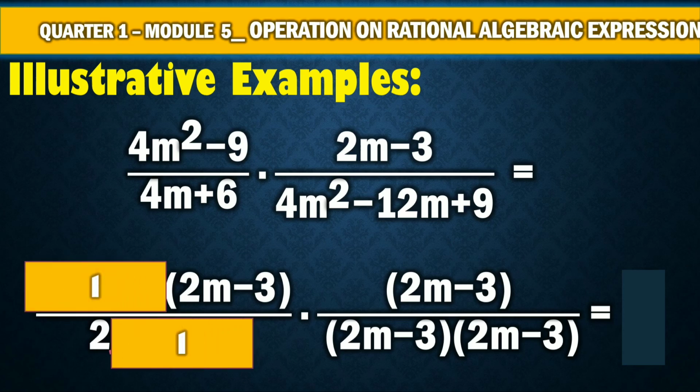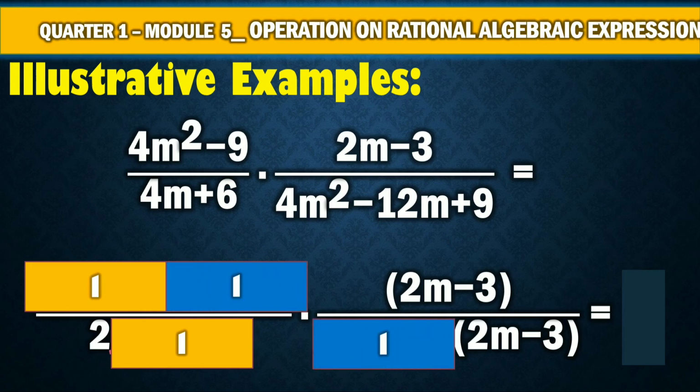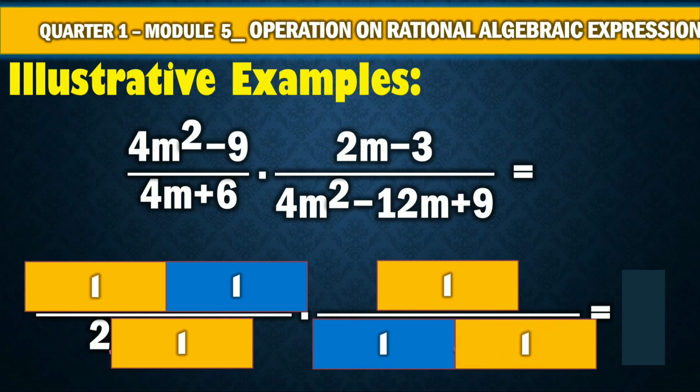Meron pa ba? Meron pa. Yung 2m minus 3 dito sa first expression natin sa numerator, and then kuha tayo ng isa dun sa denominator sa second expression. That is also equal to 1. Meron pa? Meron pa. 2m minus 3 sa numerator natin sa second expression, and then dun sa denominator natin sa second expression din. Cancel out. That is also equal to 1. Now, multiply. 1 times 1 times 1 dun sa numerator is equal to 1. And then, sa denominator natin, 2 times 1 times 1 times 1 is equal to 2. So, our final answer is 1/2.